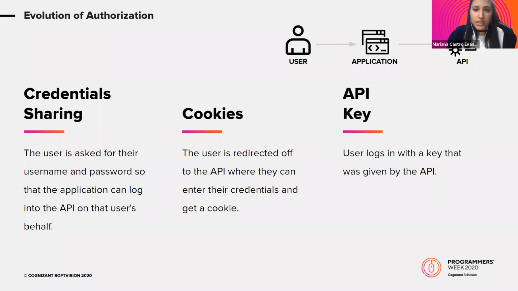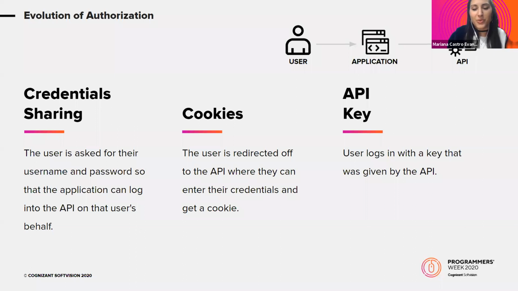Another option is an API key. Here the user logs in with a key that was given by the API. The problem here is that we're relying on the application to be able to securely store this API key somewhere. But if we have, for example, a single page application without a backend server, there's no way we can securely store this API key. So up until this point, we don't really have a good way to manage authorization.